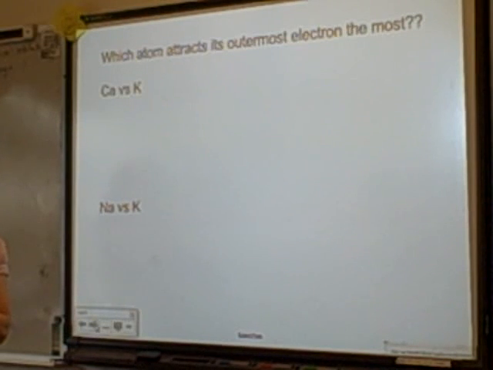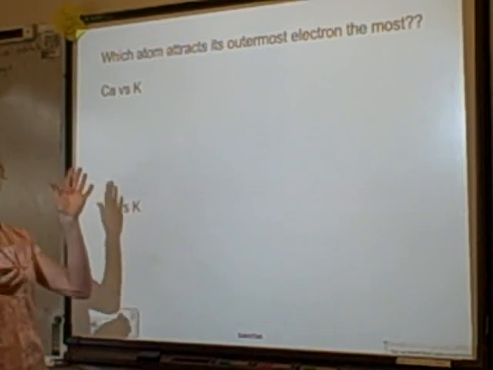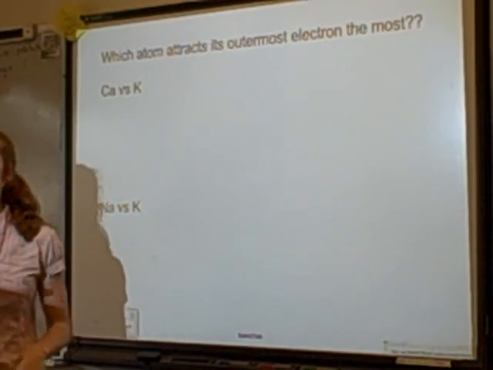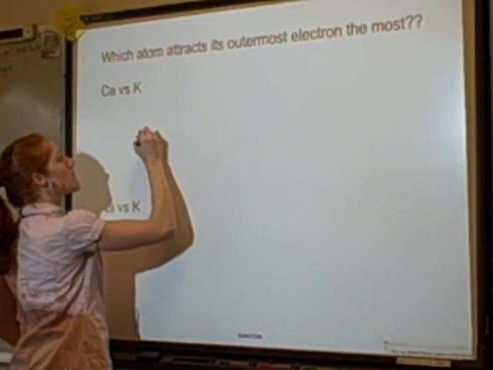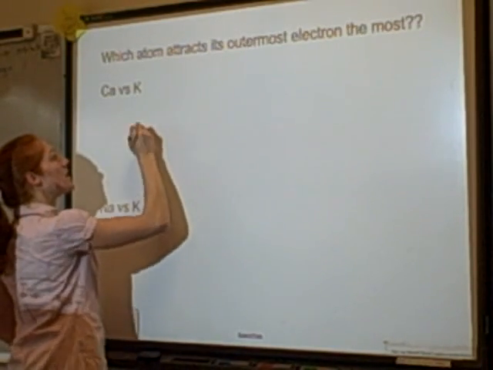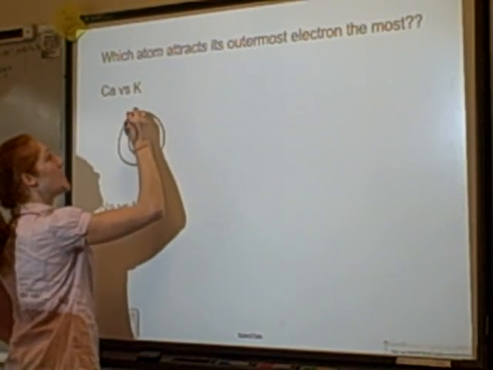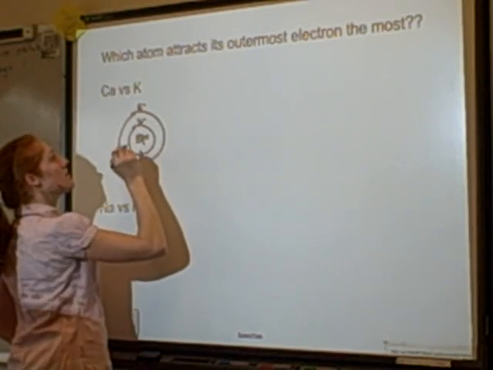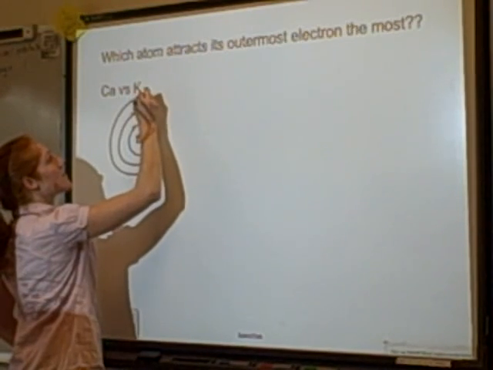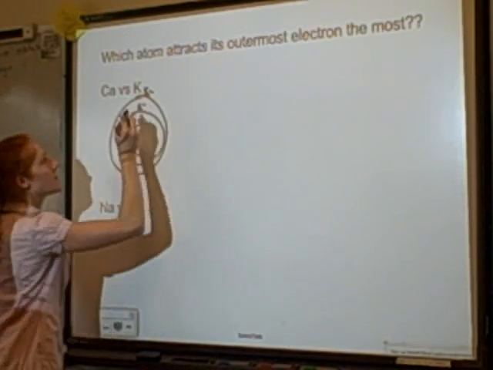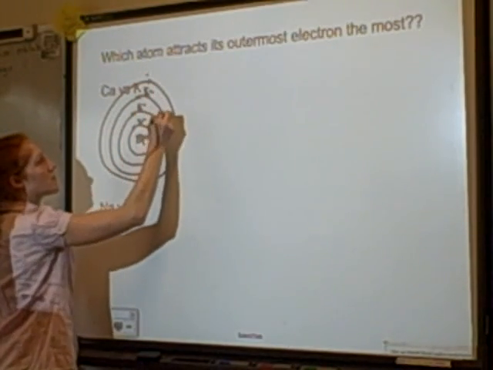The easiest way to see this is to just draw the Bohr models for these. So I'll look at calcium and I'll look at potassium. Calcium has 20 electrons. It has 20 protons in the center, 20 positive, and then it's going to have 2 electrons on that first shell, 8 electrons on that second shell, and then 8 electrons on the third shell, and it's going to have 2 electrons on the fourth. So there are 2 electrons on this outer shell.